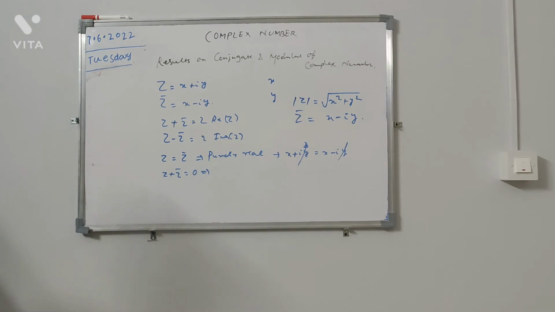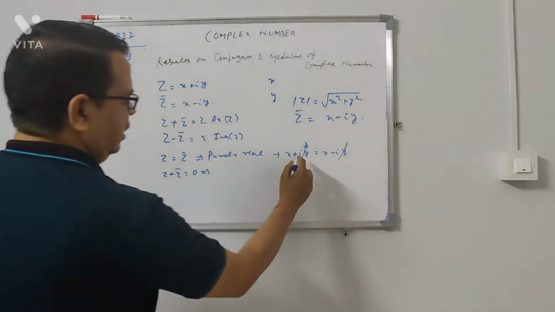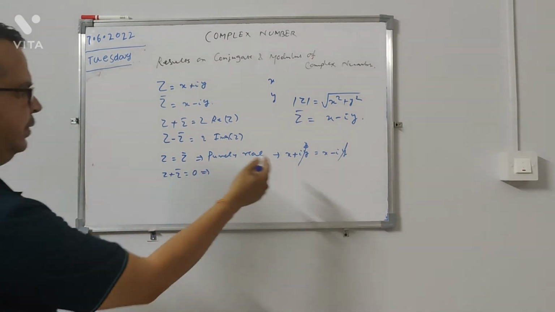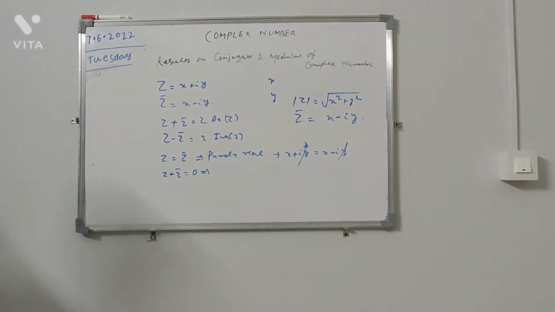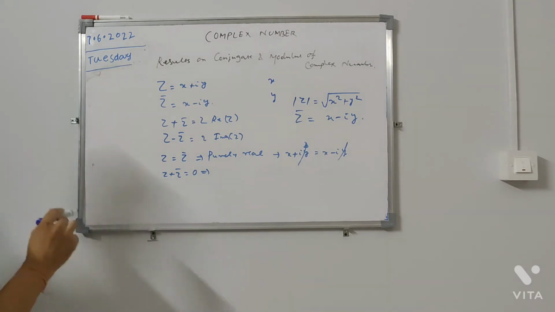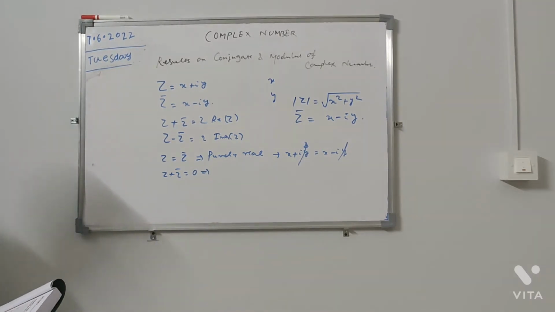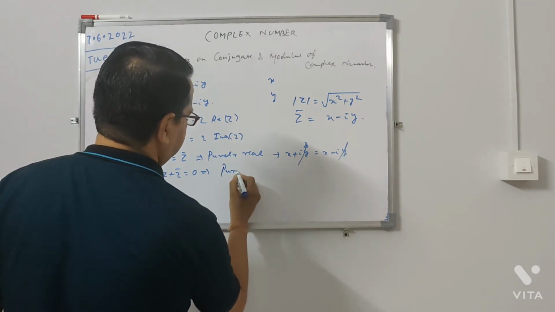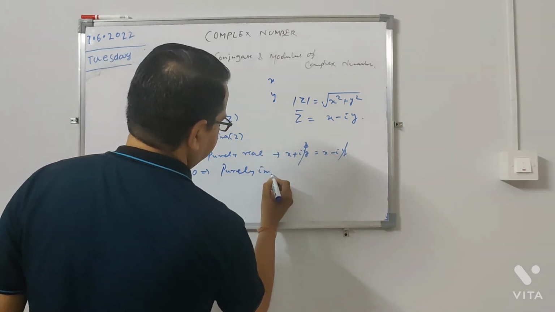When z is equal to z bar, that means your imaginary component is 0. So it is a purely real number. When the conjugate is the same as the complex number, those numbers are purely real, right? That is one. And when z plus z bar is equal to 0, it is purely imaginary.